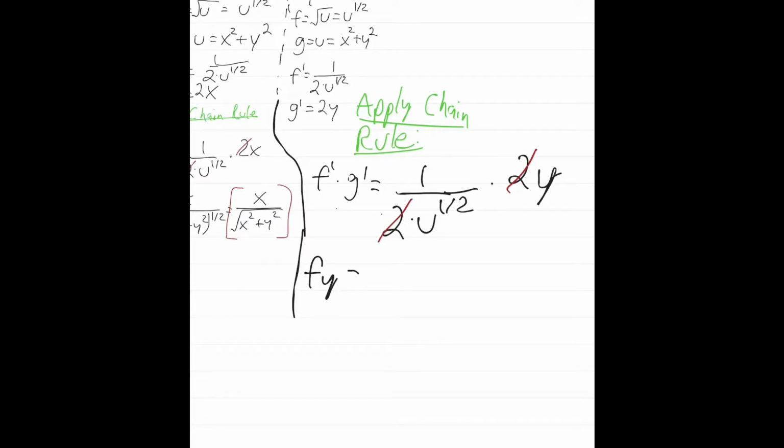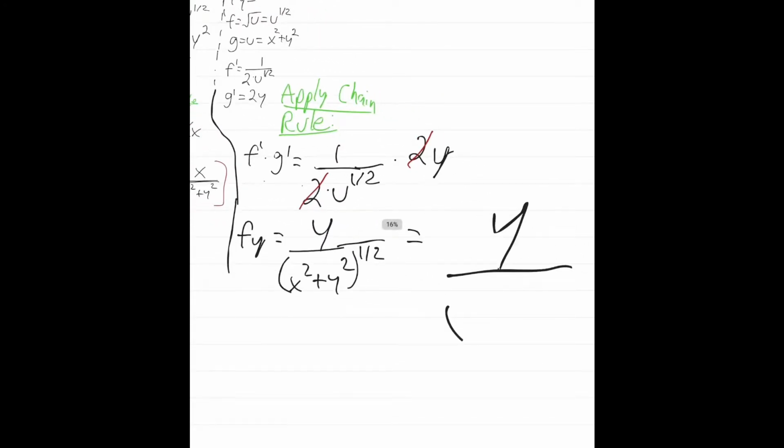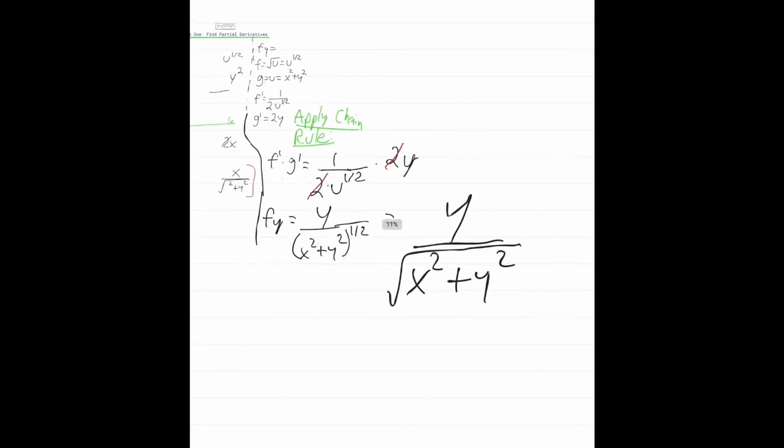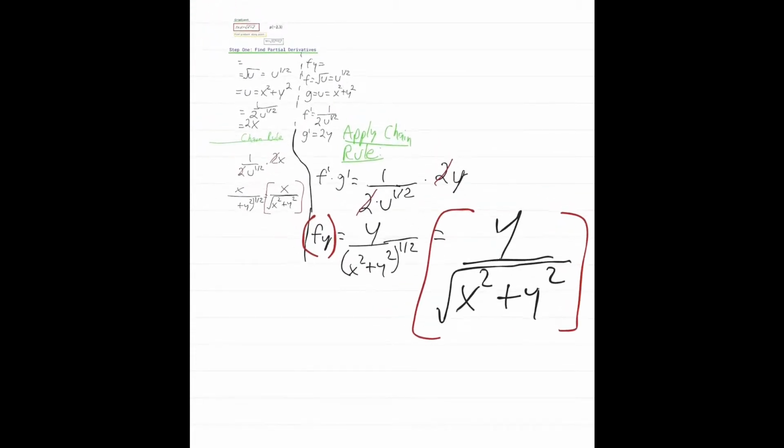So now we're left with the partial of y is equal to y divided by x squared plus y squared to the 1/2. And now we can rewrite this 1/2 as a radical. So this radical is equal to y divided by x squared plus y squared inside a square root. And this is our partial y. So now that we have that, we can move on to step 2.